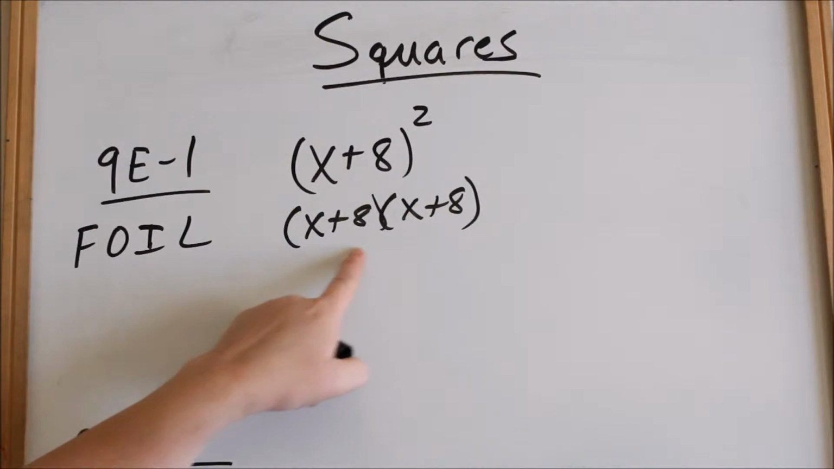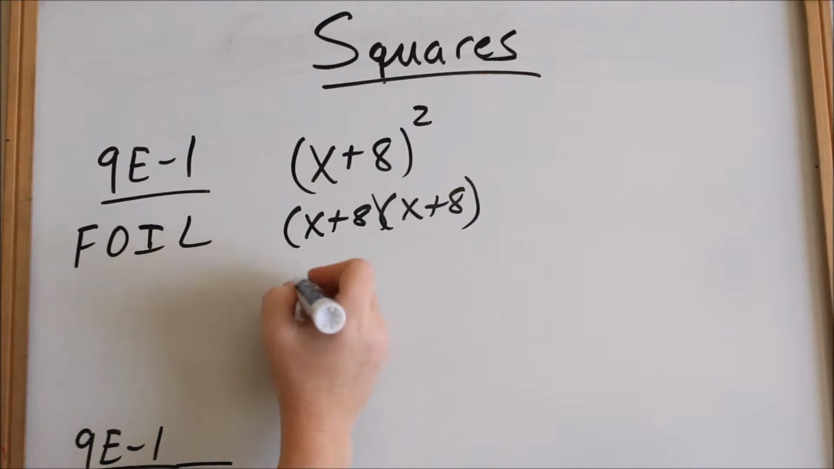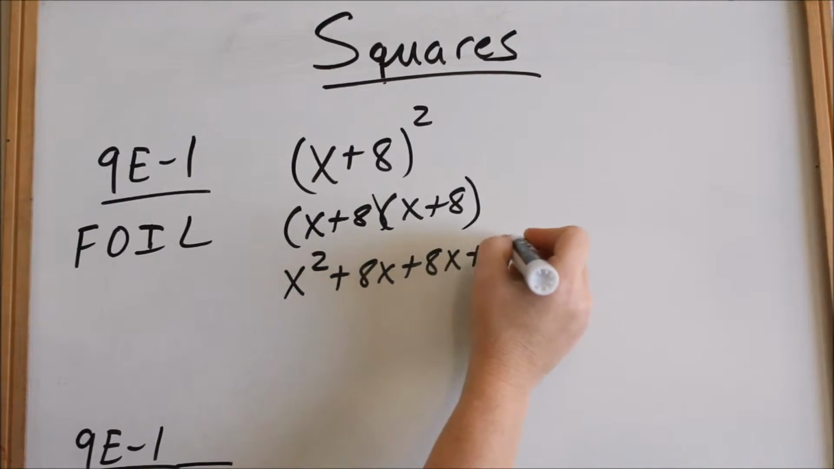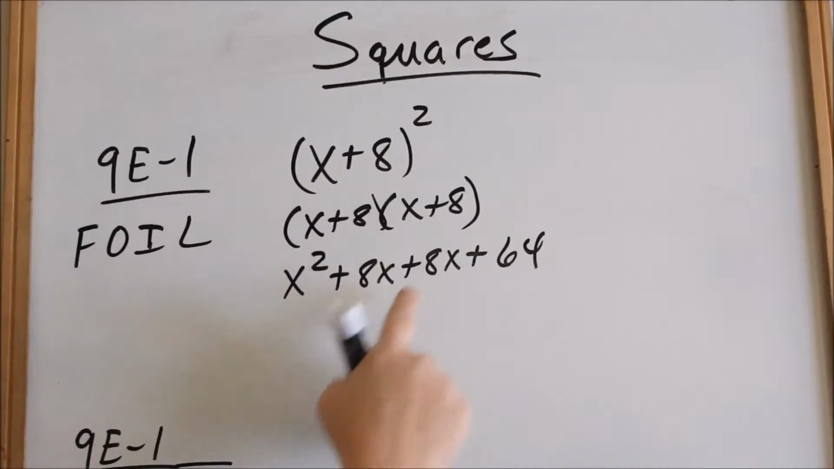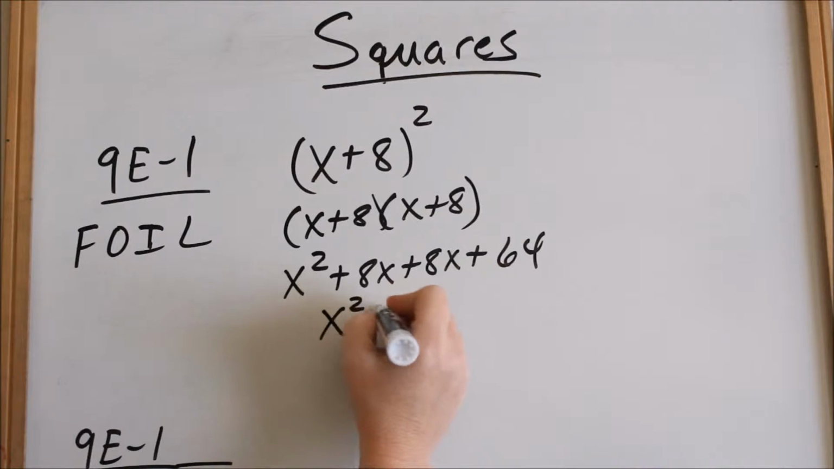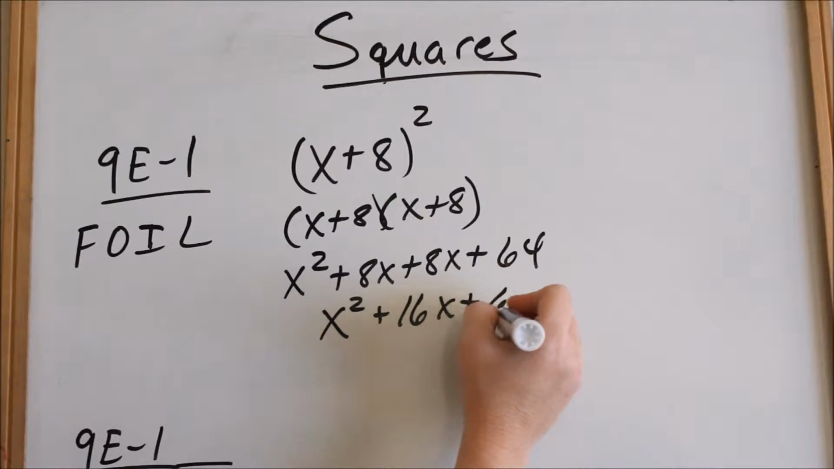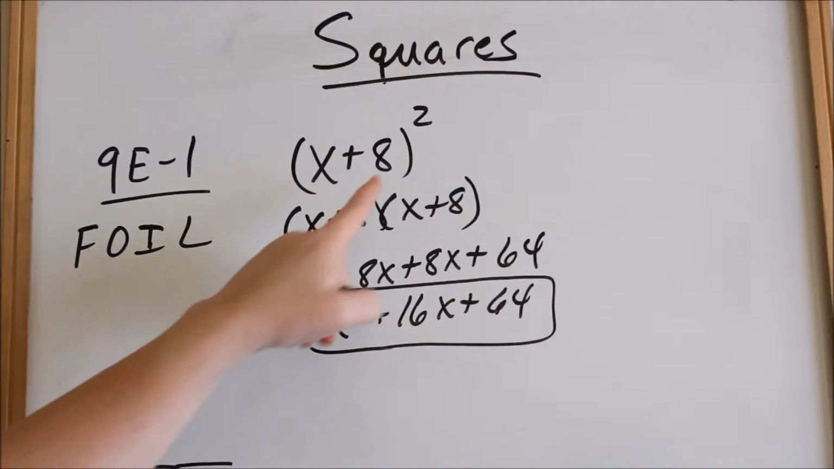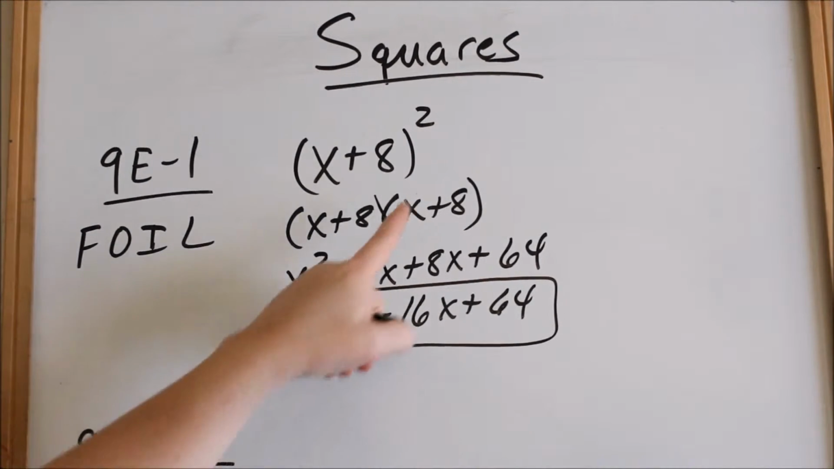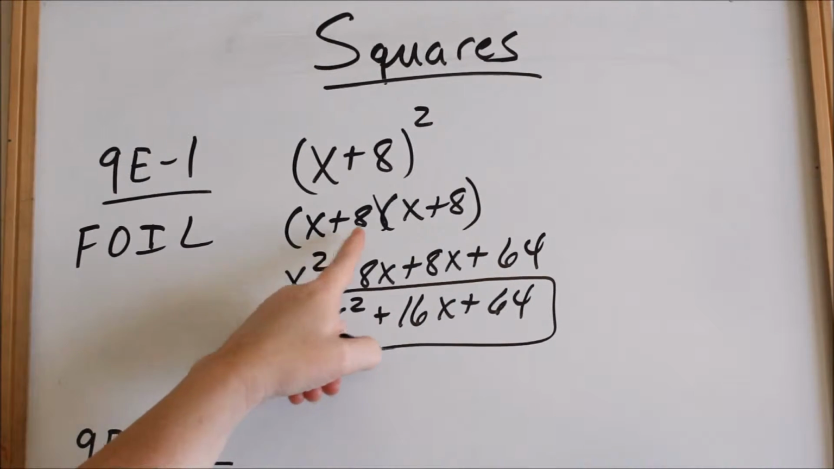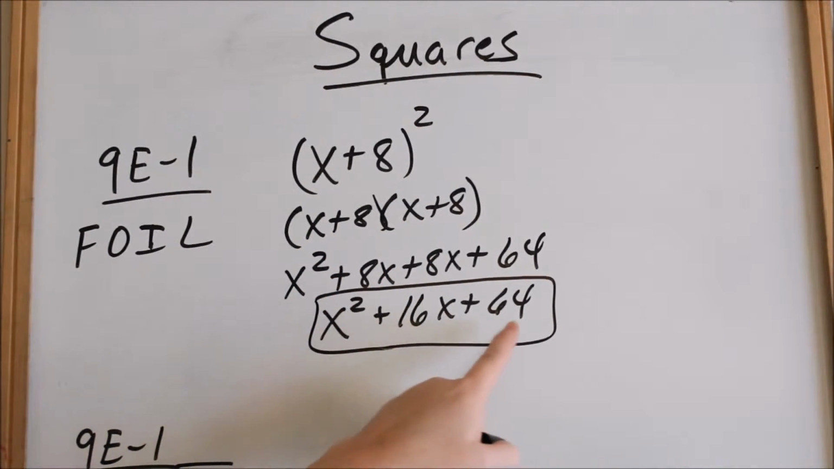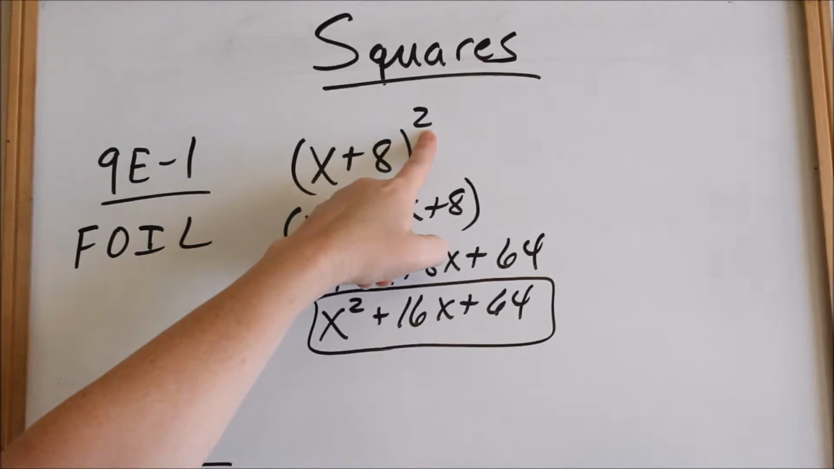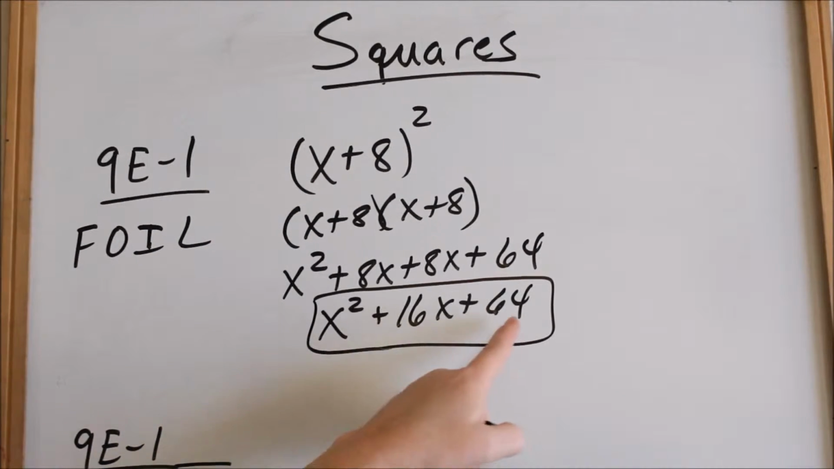So you can go through the process of foiling this out if you want. X squared plus 8x plus 8x plus 64. Remember, it's 8 times 8. Add your middle terms: X squared plus 16x plus 64. Okay, that's taking a square. When you multiply a binomial times a binomial, you should get 3 terms. You will get one more than this. When you're squaring something, one more would be 3 terms.